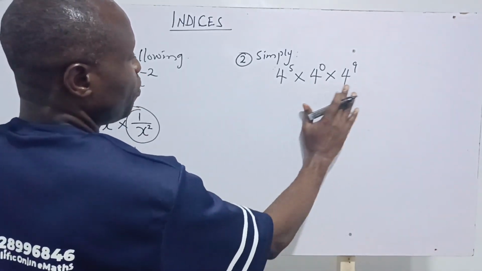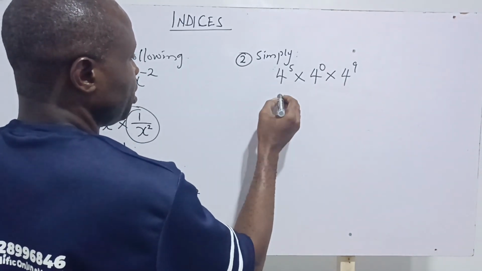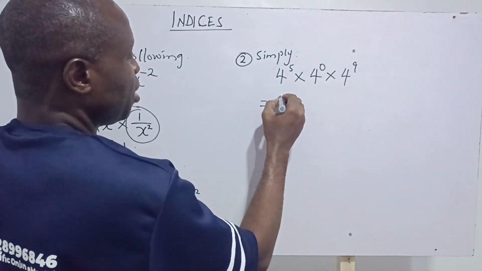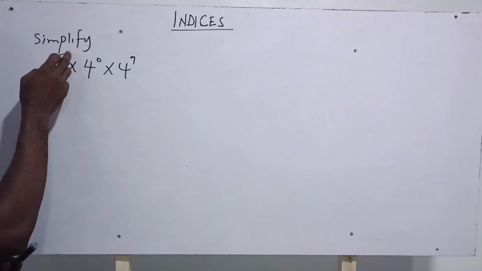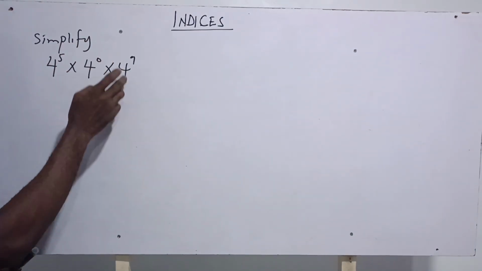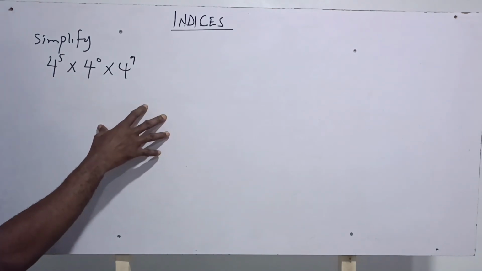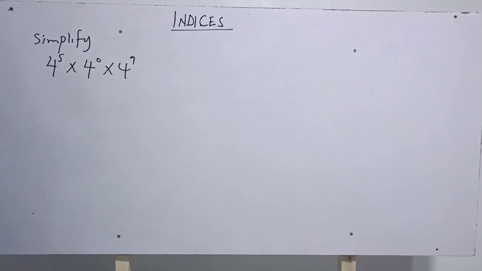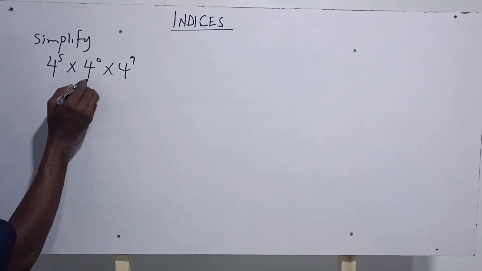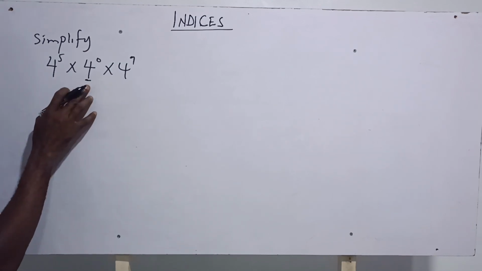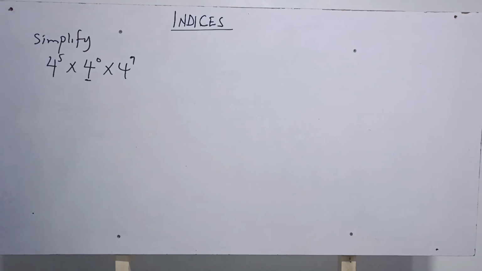As you can see, they all have the same base. This is 4 raised to power 5 multiplied by 4 raised to power 0 multiplied by 4 raised to power 9. Now this can be solved by applying the laws of indices that we have treated earlier. A particular number here has a power of 0, and like I said, any number that has a power of 0 is equal to 1 under the law of indices.